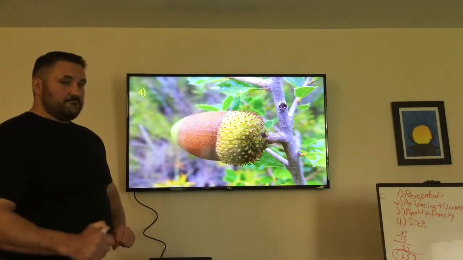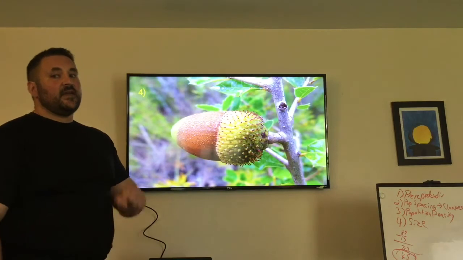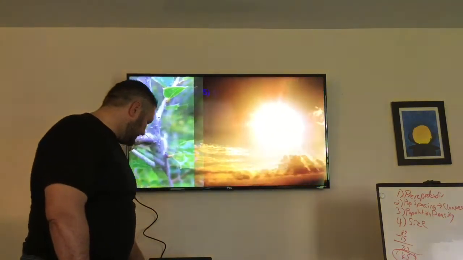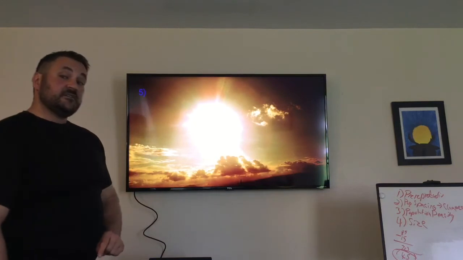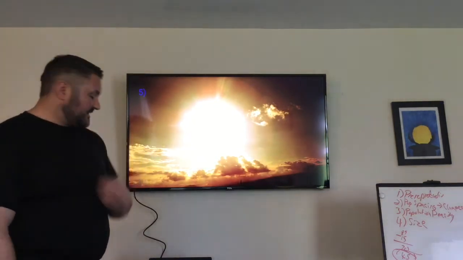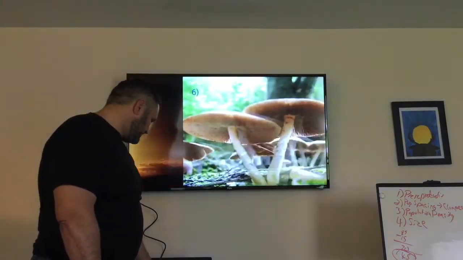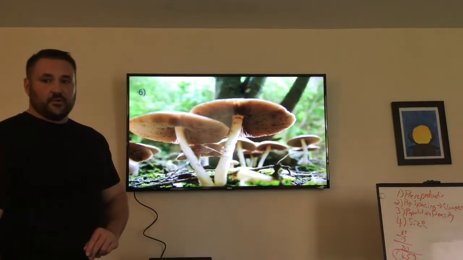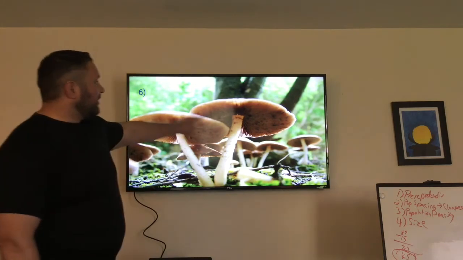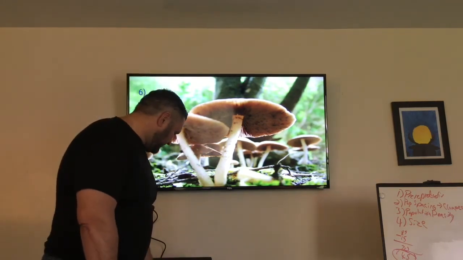An acorn, biotic or abiotic? Acorns are biotic. They're living and they produce oak trees. Sunlight, abiotic or biotic? Sunlight is not living, it's abiotic. Mushrooms, biotic or abiotic? Mushrooms are biotic. They are living, they are decomposing dead stuff.